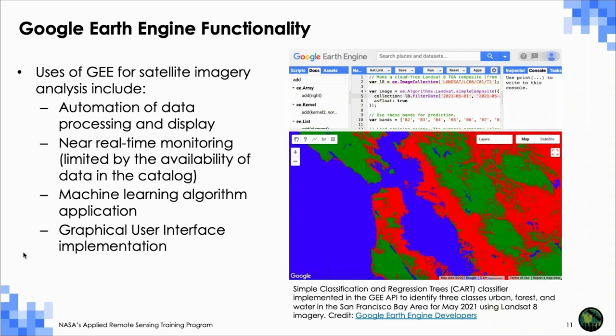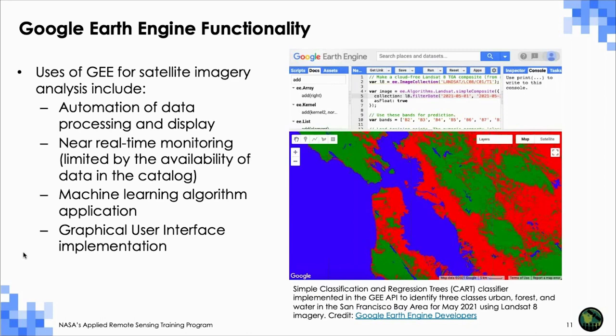So a quick survey of some of the basic functionalities of Google Earth Engine relevant for satellite imagery purposes includes things like automation of data processing and display, near real-time monitoring, machine learning algorithms, and the implementation of graphical user interfaces. And these capabilities can assist with the processing of large data sets and the application of algorithms to multiple images over time series, as well as making results and data visualizations a little bit more accessible. So you'll also note that many of these functions are common in more traditional GIS platforms like ArcGIS or QGIS. It's important to note that a lot of these functions that you're currently using in a desktop GIS platform are likely also available in Google Earth Engine.